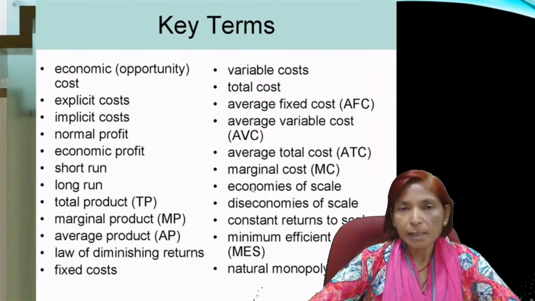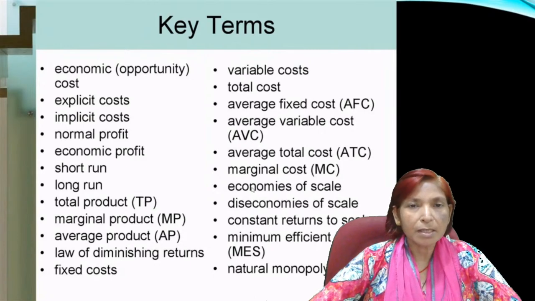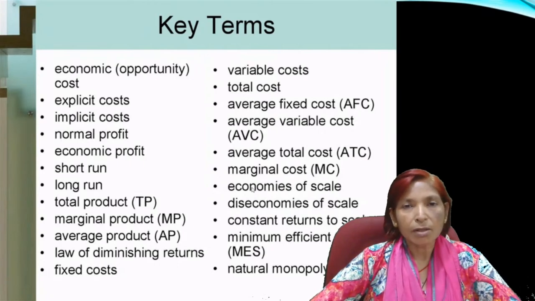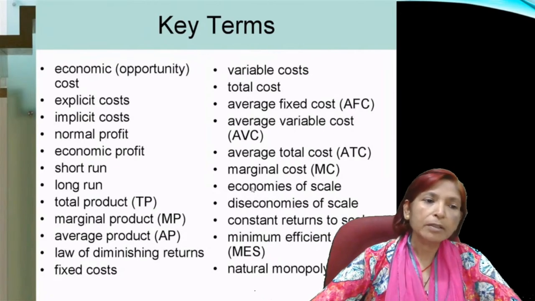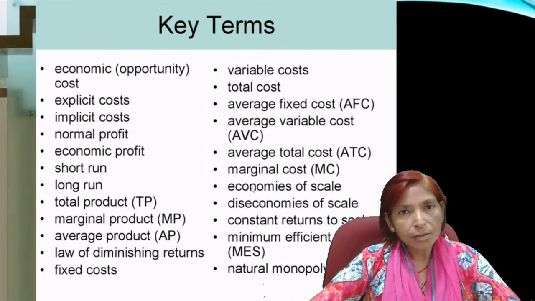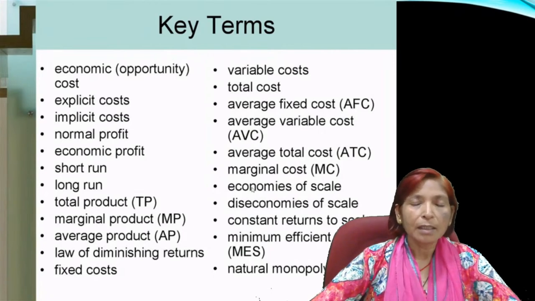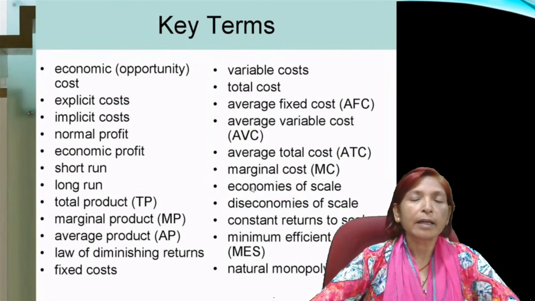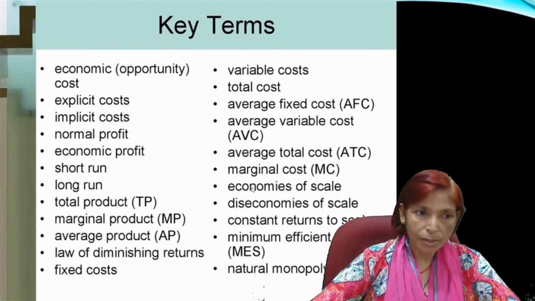Next is explicit cost. Explicit cost we have discussed. It is known as direct cost, like direct material, direct labor, direct expenses. And implicit cost is overhead cost or indirect cost, like indirect material, indirect expenses, indirect labor. That cost is known as implicit cost.